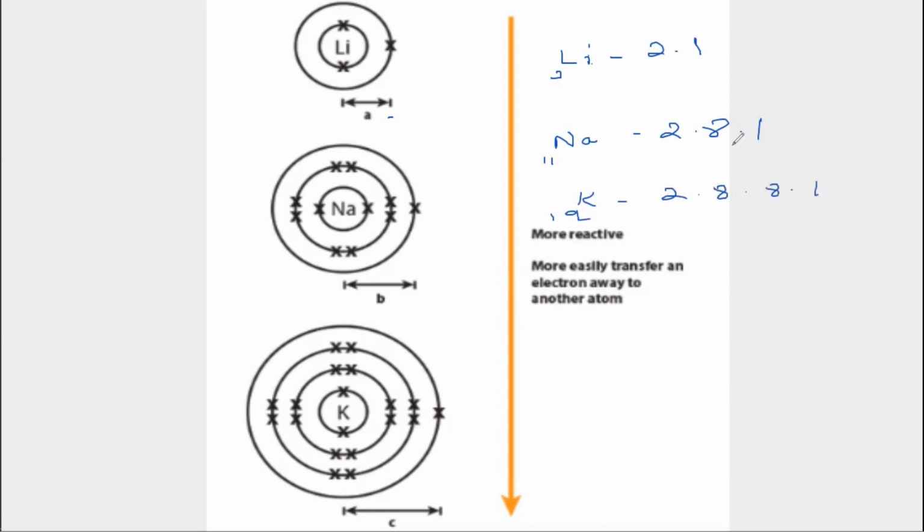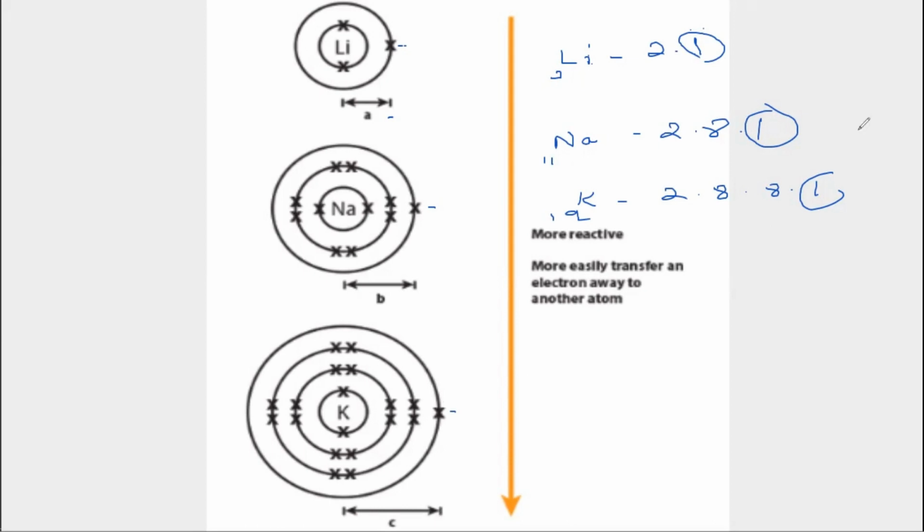So what common thing can you see in all of them? At the end, there is 1. What does it mean? In all of them, you can see there is 1 electron in the last shell. And this is the reason that they all are members of group number 1. Whatever elements are in group number 1, if you make the electronic configuration, they all have 1 electron in their last shell.